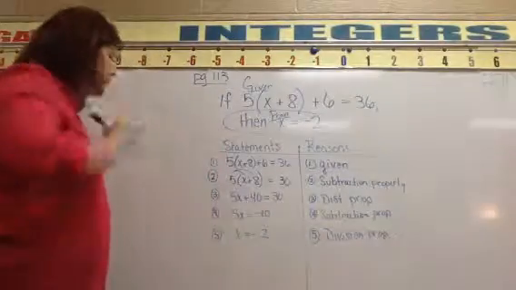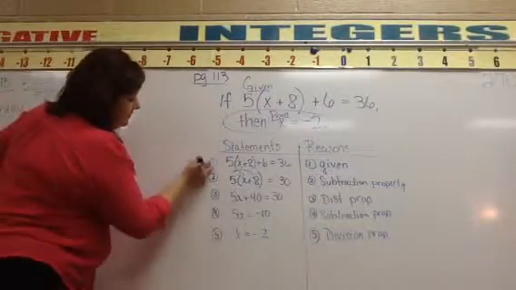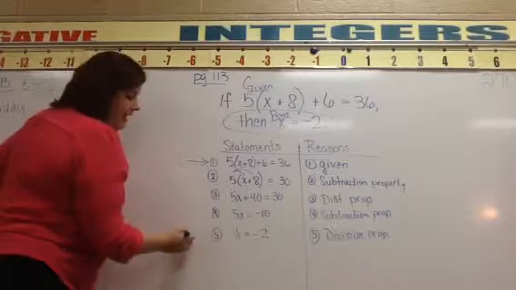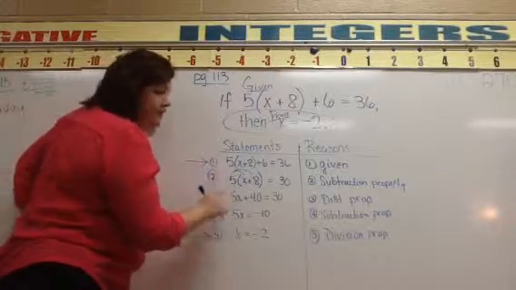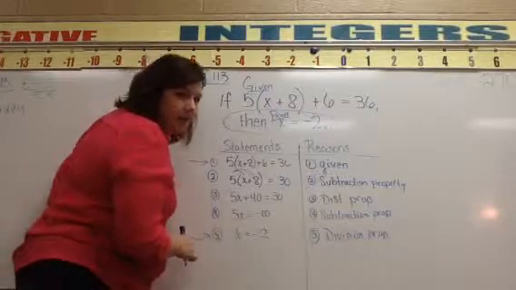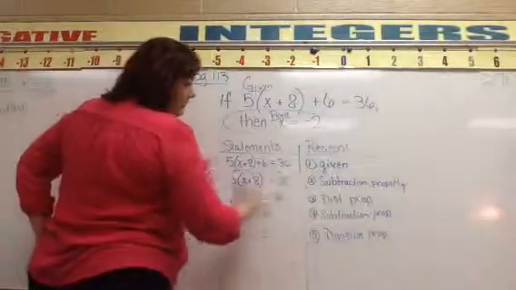So what I've done is I've started with my given statement. I've landed at my prove statement, and I have justified every single step of the process. That's what a proof is. You're justifying every single step.